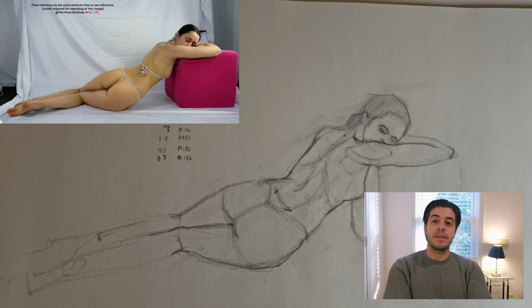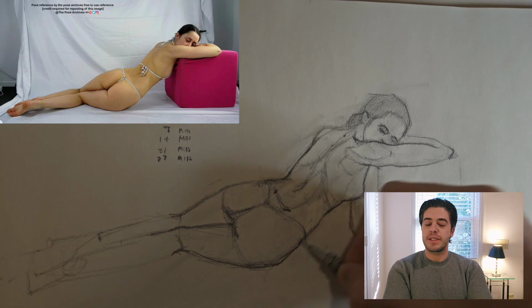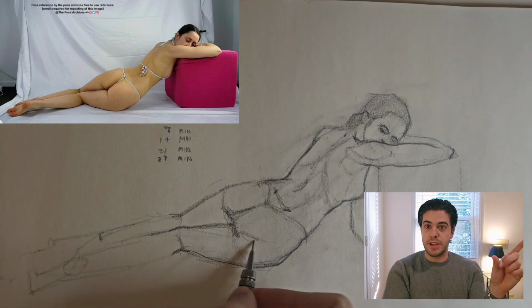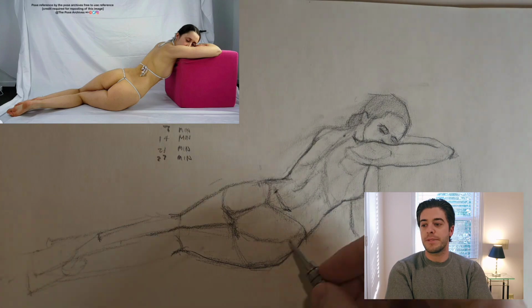Then I also want to practice the anatomy and understand how the anatomy sits on the body. And then I'm also looking at things like the gesture of the pose, trying to understand the gesture of the pose, and also a little bit about the posing.